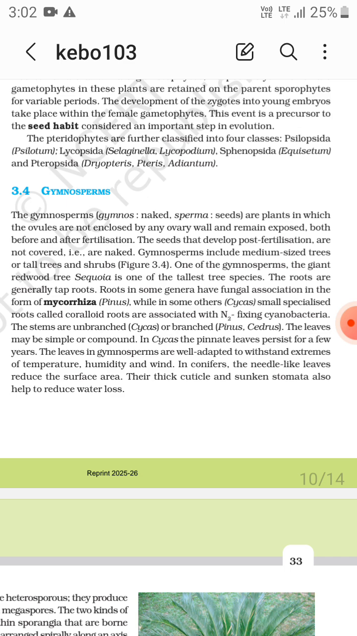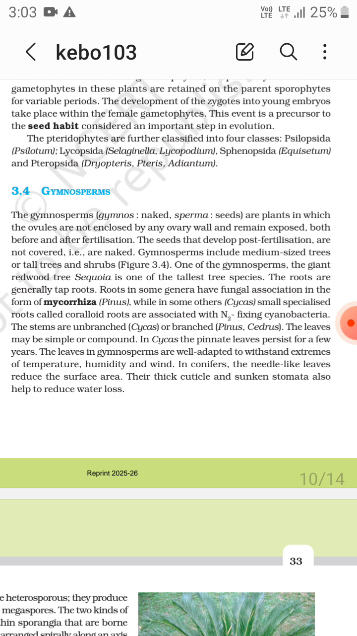Roots in some genera have fungal association in the form of mycorrhiza, as in Pinus. The roots of Pinus form a mycorrhiza with fungi, while in some others, such as Cycas, small specialized roots called coralloid roots are associated with N2-fixing cyanobacteria. So that is the coralloid roots association. Now, the stems are unbranched in Cycas and branched in Pinus and Cedrus.